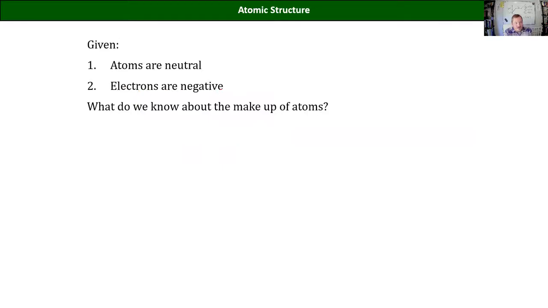If we know electrons are negative, but atoms are neutral, what else do we know about atoms? There has to be something positive. Good, Chase. Because we need the positives and the negatives to cancel out to get a neutral atom.